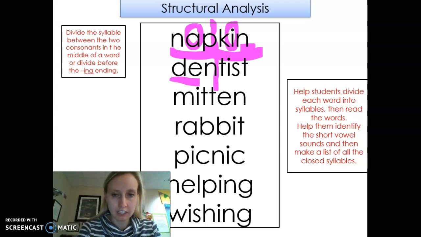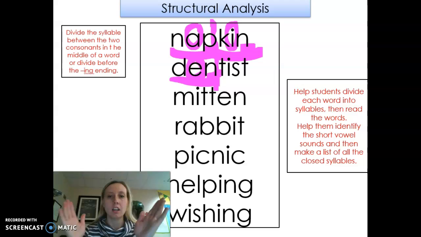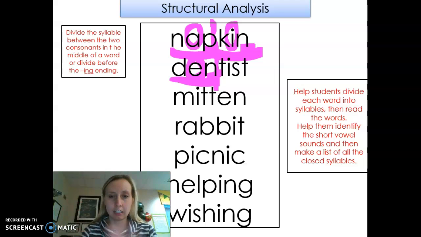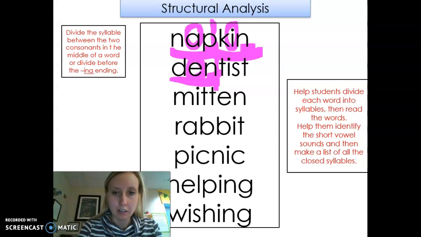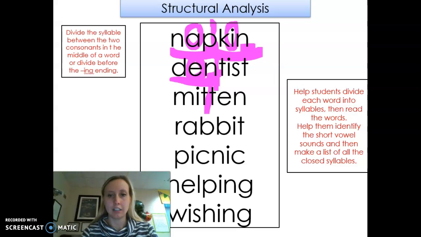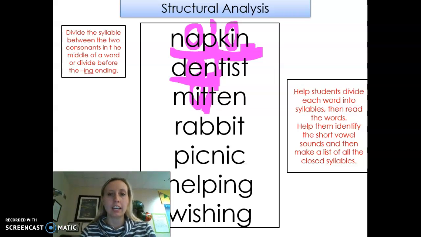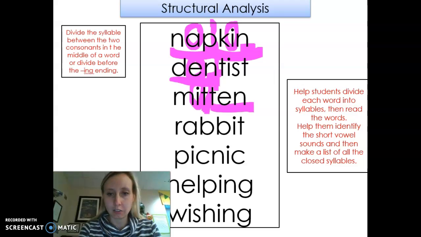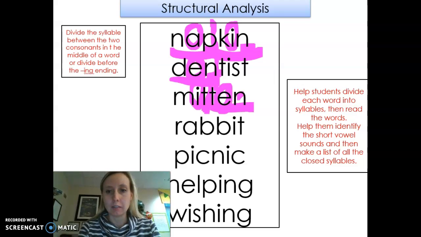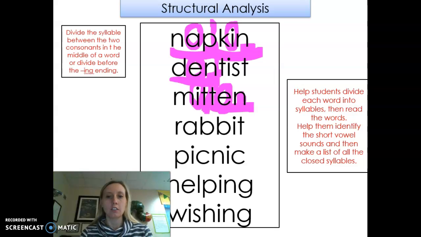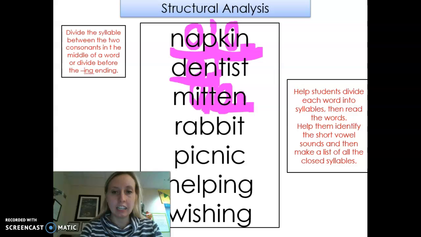Okay, let's look at this. Den. We have our consonant and our vowel. It's a closed syllable. Dentist. Okay, mitten. Mitten. I have my consonant and then my vowel, so it's a closed syllable, and so is the next one, a closed syllable, because my consonant is N. So mitten has two closed syllables, and it's I and E.